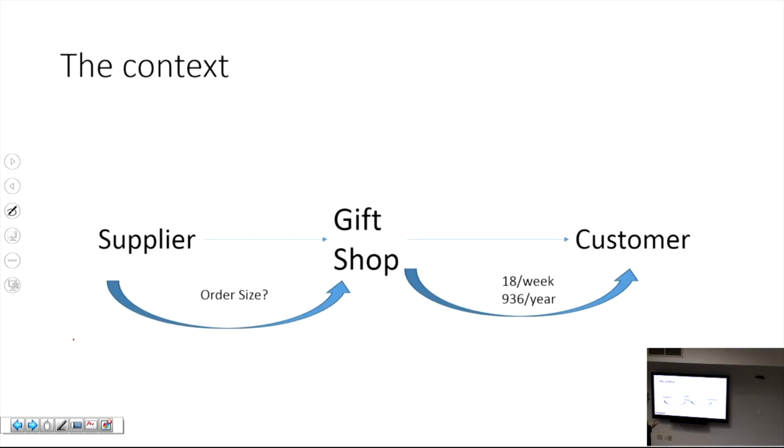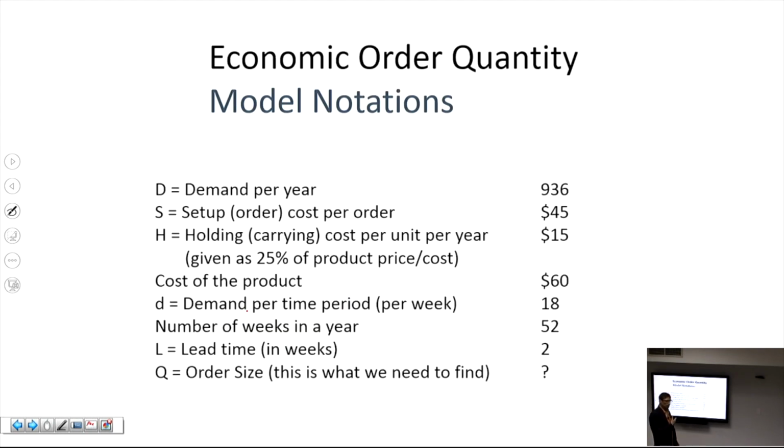The context here is the gift shop sells bird feeders to the customer. We know the yearly demand, and of course the gift shop does not make the bird feeders, so they get them from the suppliers, and we want to figure out what should be the order size. Customers are going to buy 936 over the entire year, but do we buy 936 as a single order, right? Things like that, okay?